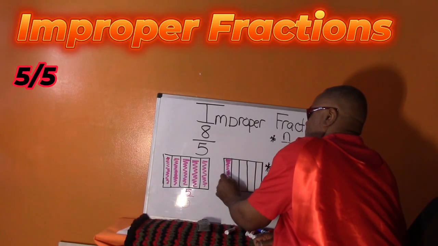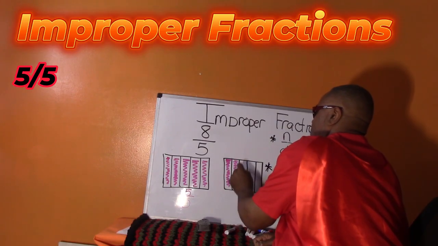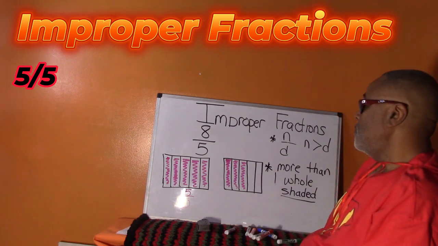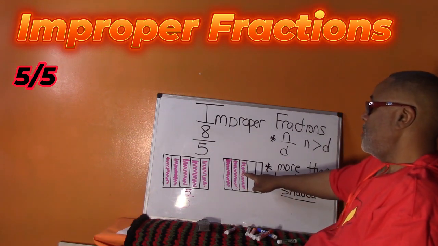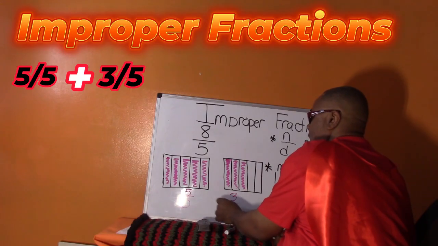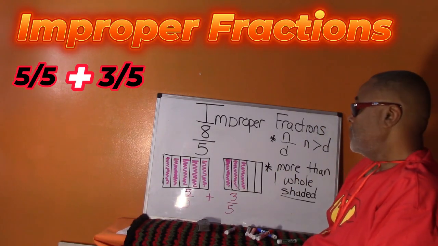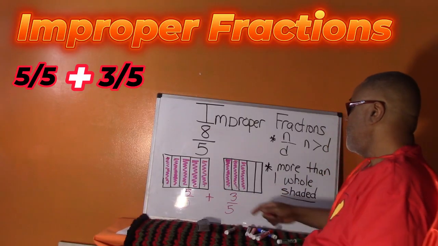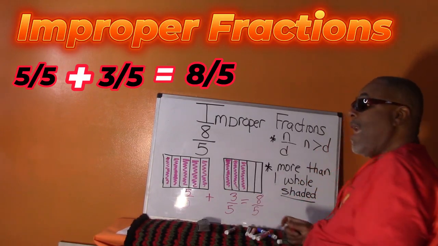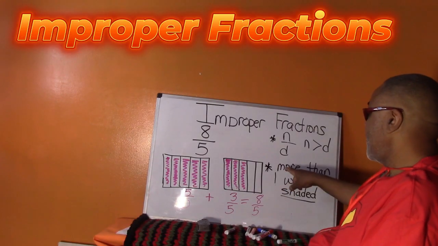6/5, 7/5, 8/5. So we have how many shaded over here? 3/5. If we add these two together, it should equal what we started off with. So 5/5 plus 3/5 is 8/5. Now that we have the picture, let's see if it satisfies this definition.